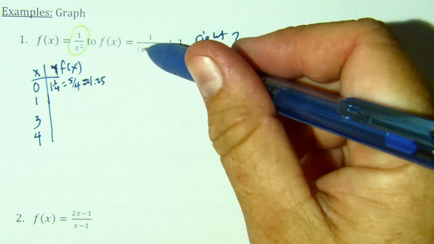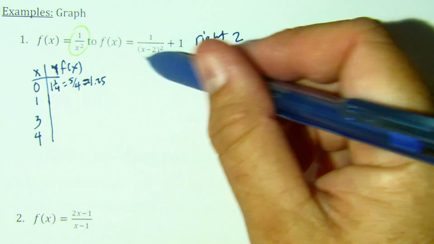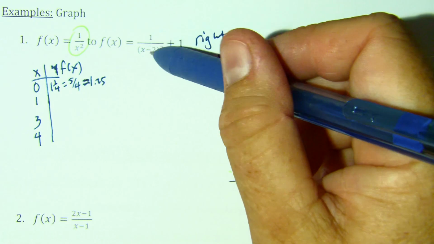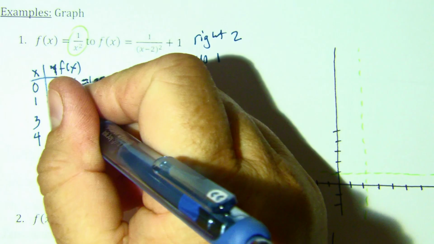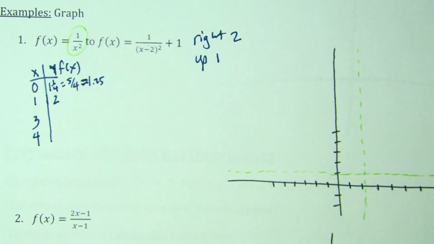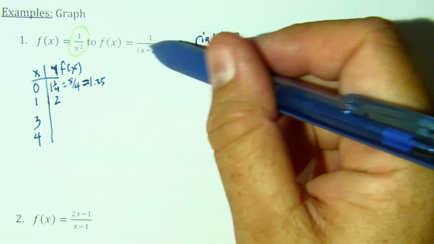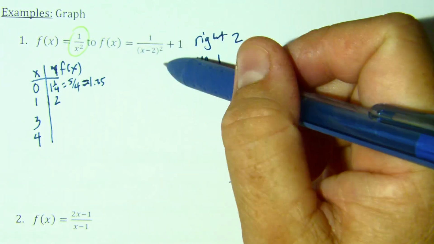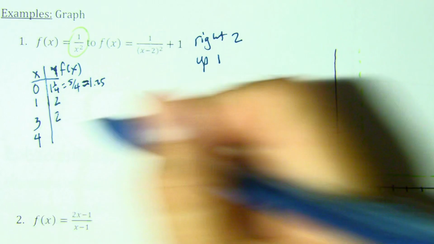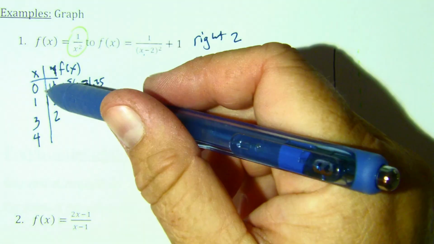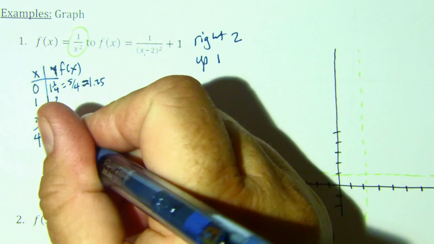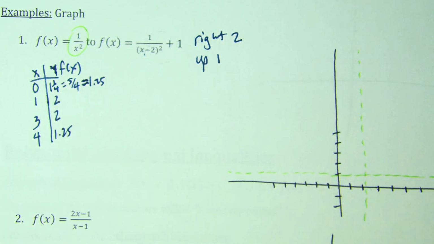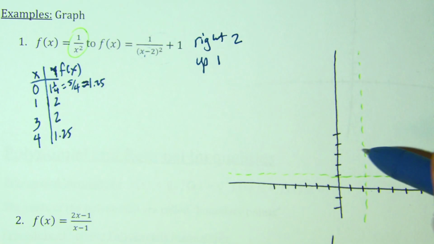Plugging in 1, 1 minus 2 is -1, -1 squared is 1, 1 divided by 1 is 1, plus 1 is 2. Plugging in 3, 3 minus 2 is 1, 1 squared is 1, 1 divided by 1 is 1, 1 plus 1 is 2. Plugging in 4 is going to be similar to plugging in 0. Again, it'll be 1.25. So we can go ahead and plot those points.